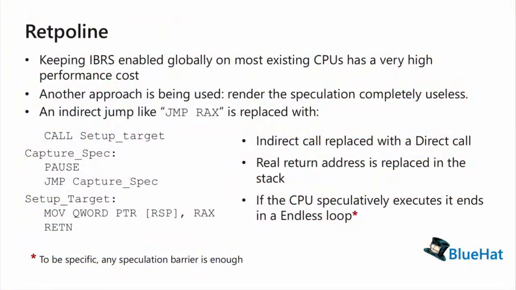Retpoline. We saw that keeping IBRS on has a very high performance cost on most existing CPUs. So what we did was render speculation completely useless using Retpoline. As you can see in this slide, let's assume the indirect jump is jump array X, simple. Array X contains the target of the jump. We replace the jump array X with this code.